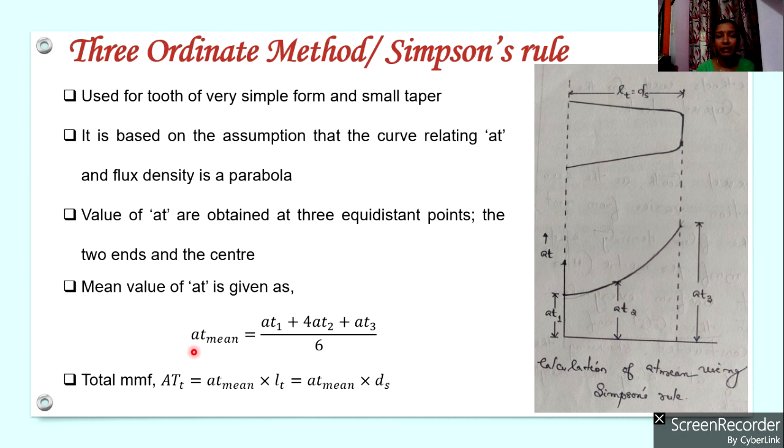So after getting the mean value of AT, we can calculate the total mmf simply by multiplying the mean value of mmf per unit length by the total length of the tooth or depth of the slot. So this is how Simpson's rule works.